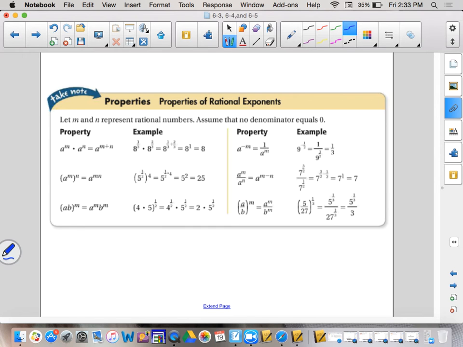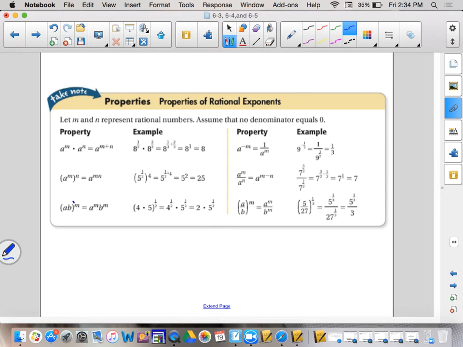Last class period, we talked about the properties of exponents. Well, these are the properties of rational exponents. Same exact properties that you copied down last class period, so you really don't need to look at them again, okay? If I am multiplying exponents, I add them. If I'm raising one to another exponent, I multiply them.